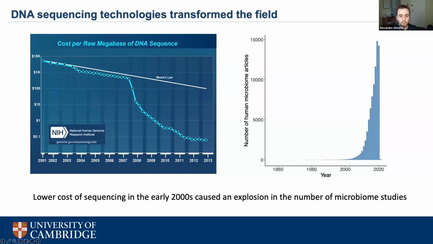So in the early 2000s, this essential reduction in sequencing costs led at the same time to a massive increase in the number of microbiome studies. A lot of people were using DNA sequencing to profile the microbiome and build its interaction and relationship with human health.